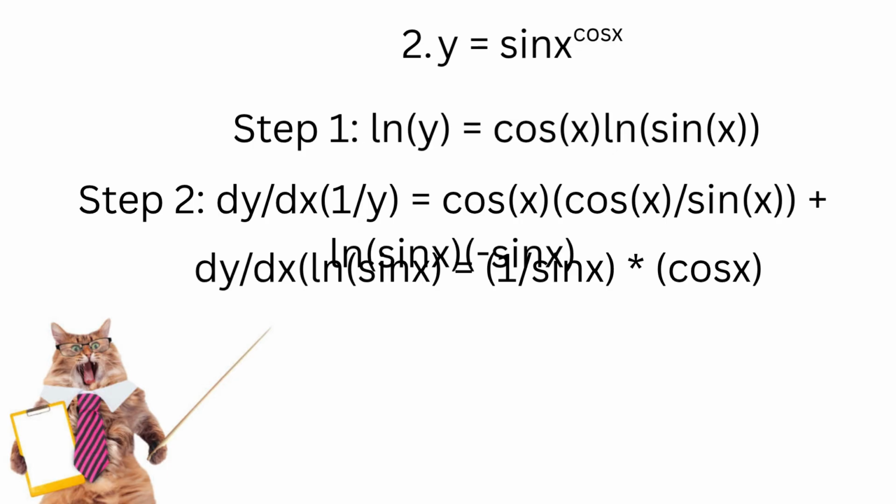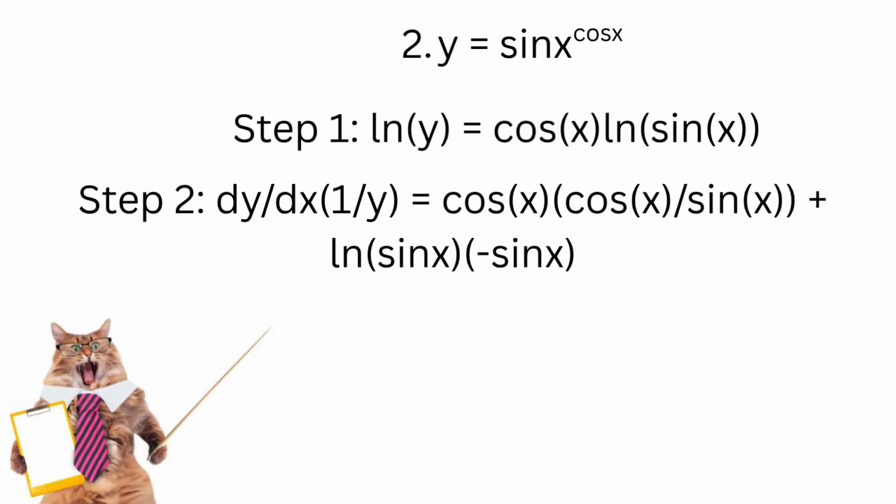But wait a minute. I told you that the derivative of the natural log of x was 1 over x. So how did I get cos x over sine x? And now this is where the chain rule comes into play. So let's take a step back for a second so I can explain to you how to take the derivative of the natural log of sine x.